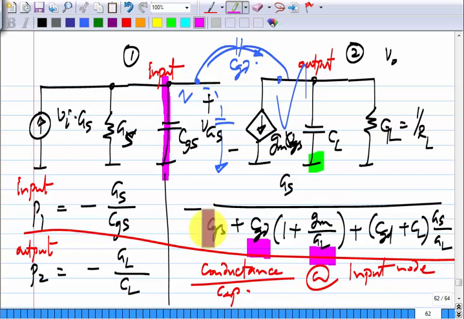Okay. So now with this experience, can you take a crack at what happens to P2? P2 again we will interpret as the conductance at the output node divided by the capacitance at the output node. So before you do anything else, tell me which way will P2 move, to lower frequencies or higher frequencies?